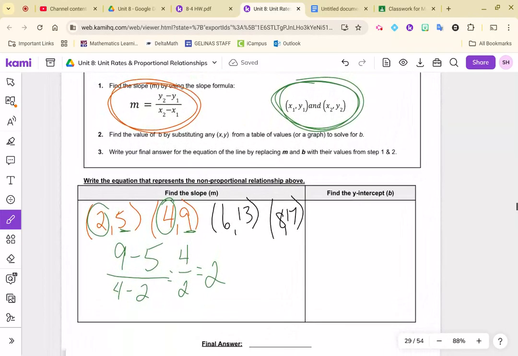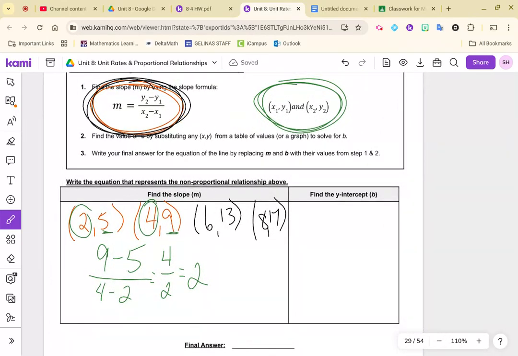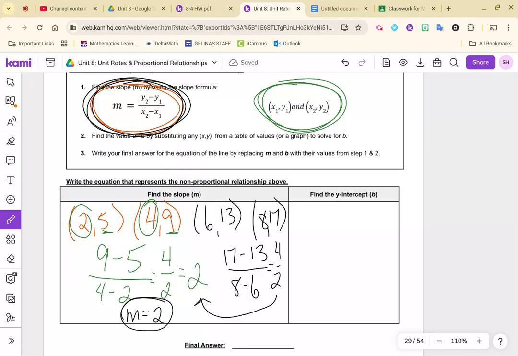And now I'm going to try using this slope formula again, but with these numbers. So I'm going to take the second y value minus the first y value, 17 minus 13, and I'm going to divide that by the x2 minus x1, 8 minus 6. And when we do this, we get 4 over 2 again, which still becomes 2. So now we know for overall this table, the m value, or the average rate of change, is 2. And just so you know, you could have used any combo. So any of the 4 points, if you do this process, you would have gotten 2.